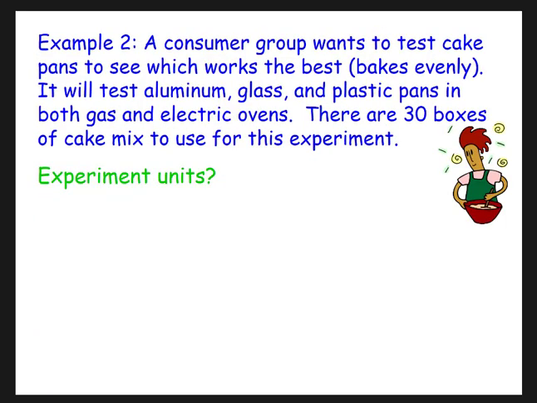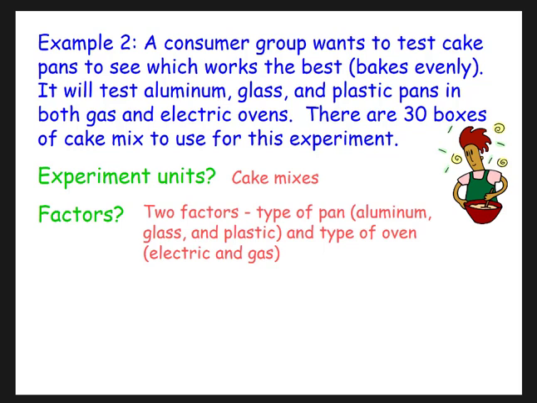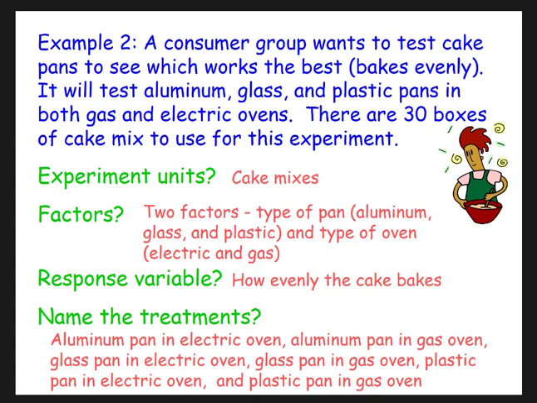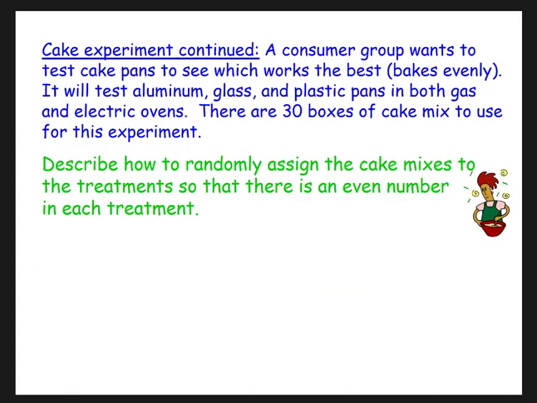Second experiment: a consumer group wants to test cake pans to see which bakes the most evenly, so aluminum, glass, or plastic, and both gas and electric ovens. There are 30 boxes of cake mix used for the experiment. So the units here are the different cake mixes we're testing out. The factors here are the different types of pans, and then, of course, the type of oven, electric or gas. The response variable is how evenly it cooks. The treatments: aluminum pan and electric oven, aluminum pan and gas oven, each type of pan and each type of oven.